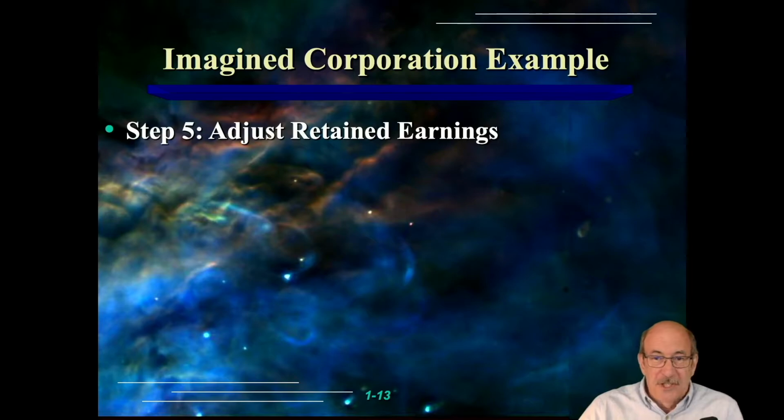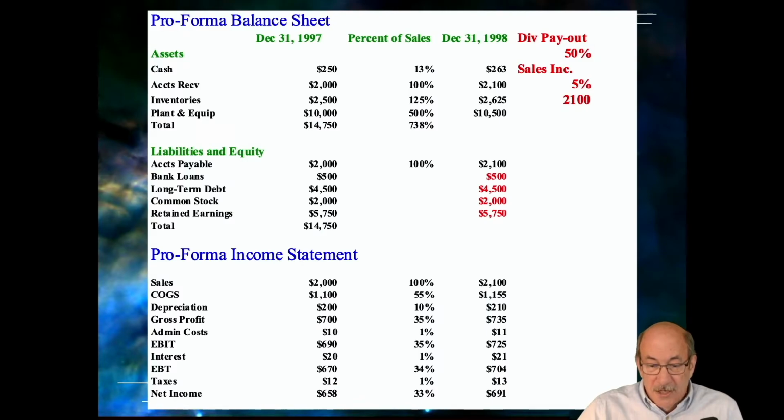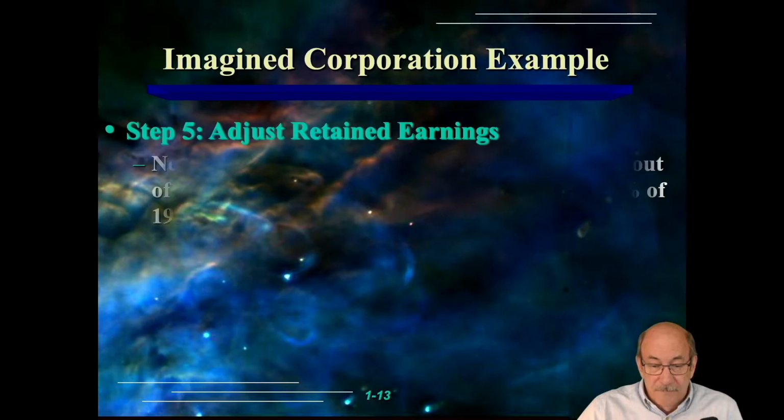Then we have to make an adjustment because, remember, retained earnings on the balance sheet is all of the net income that hasn't been paid out to the shareholders, historically. So if you look back here, we've got retained earnings of $5,750 at the end of 97. Now, we take the income that we had in 98, and that gets added to the retained earnings balance on the 98 balance sheet. So we've got to change that figure.